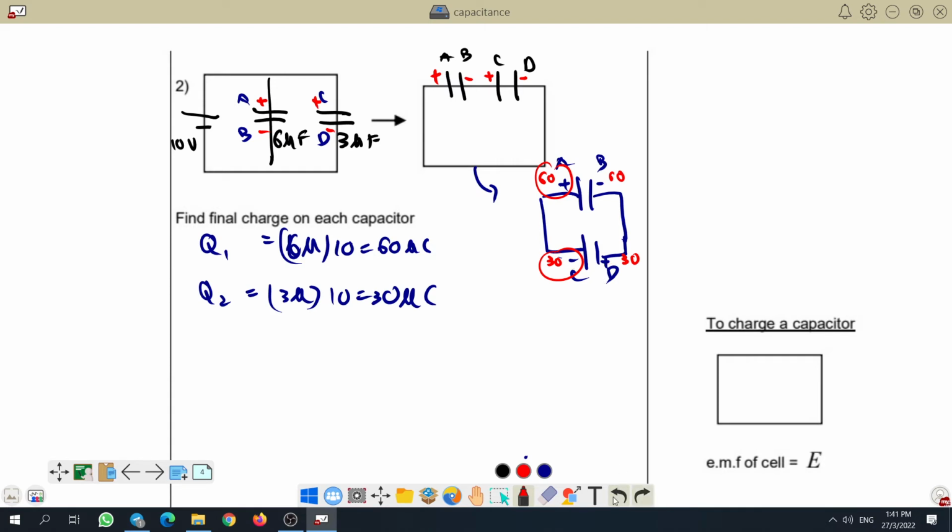Tetapi sekarang begini. So dia akan cancel. In fact, the total Q will actually be 60 minus 30. Kan? Sebab kamu join positif negatif. Half of it discharge sudah. But the final Q1 prime plus Q2 prime akan jadi begini. Okay, the rest is the same like just now.